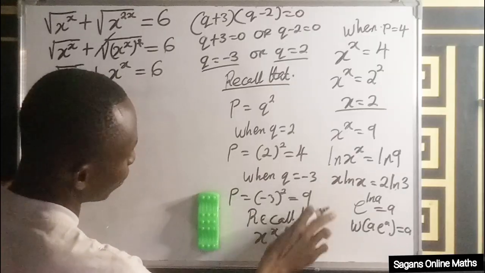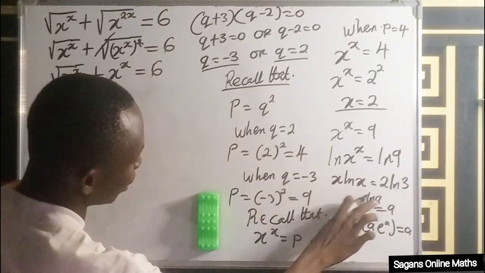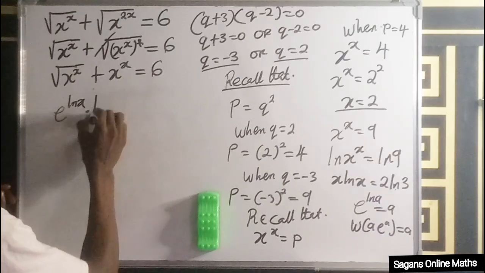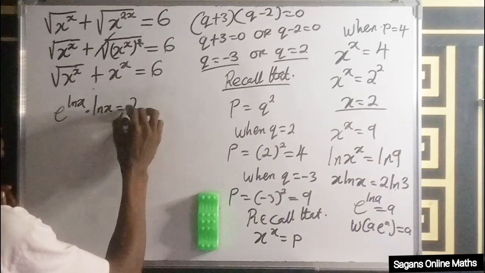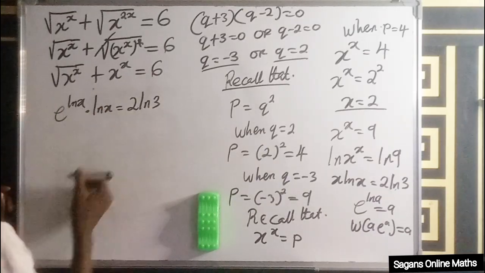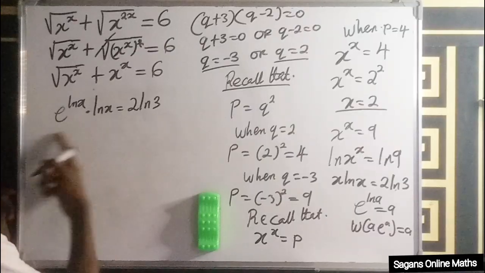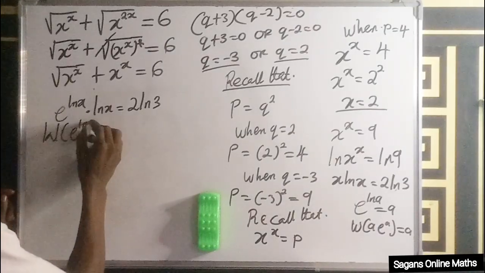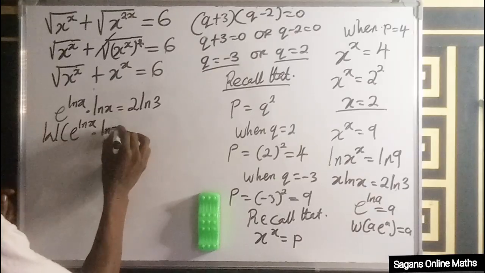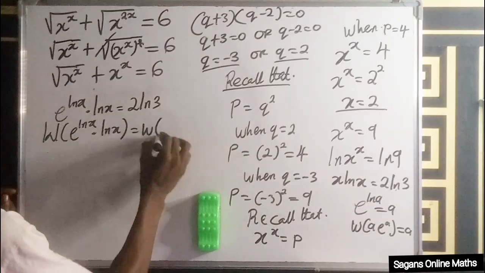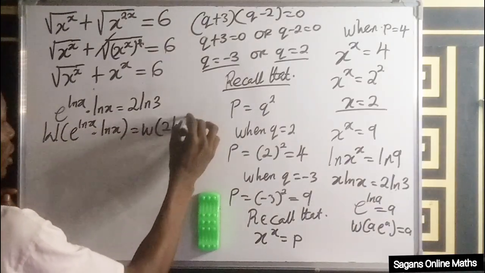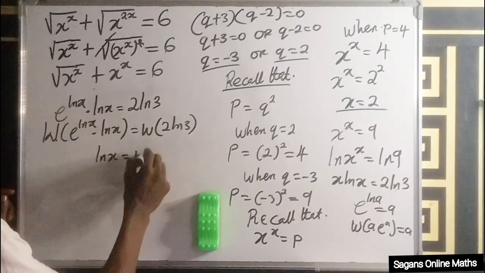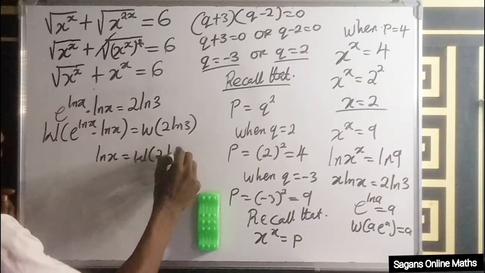In place of x, we can put x as e raised to the power of ln x. So this is e raised to the power of ln x, then multiplied by ln x, is equal to 2 ln 3. By applying the Lambert W function of e raised to the power of ln x, then multiplied by ln x, is equal to the Lambert W function of 2 ln 3. And the outcome of this is just ln x, by obeying the properties of the Lambert W function. This is amazing.